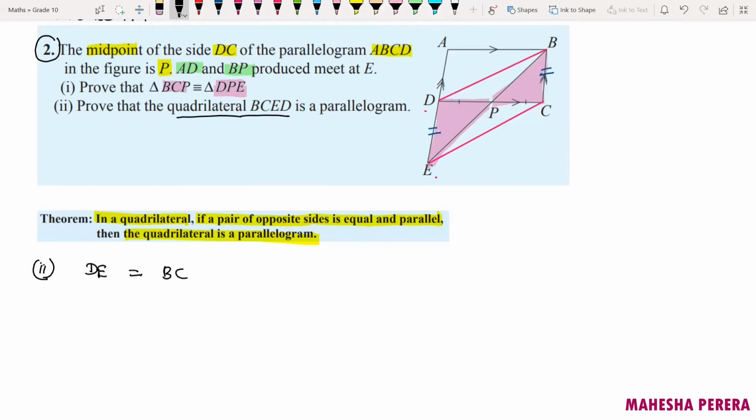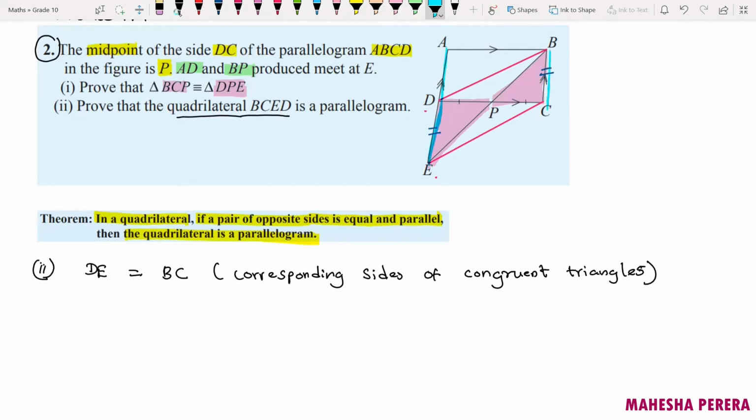DE equals PC. The reason is corresponding elements of, I write for the element, these are sides. So let's write sides of congruent triangles. And so it's given that these two lines are parallel, right? So we can say DE is parallel to BC, and it is given.